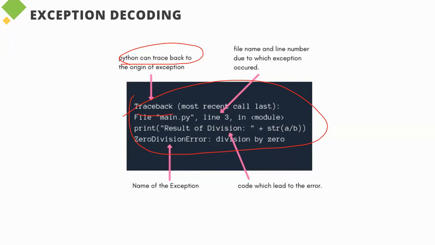If you go to the line, it gives the file name main.py and where the exception was encountered. As you see, where the exception is encountered, what the line looks like, what the name of the exception is, that is ZeroDivisionError, and what code led to the error. This is all stated clearly in the output console.